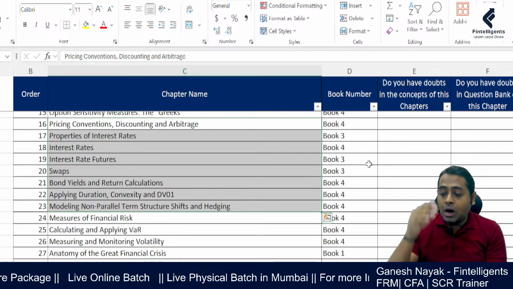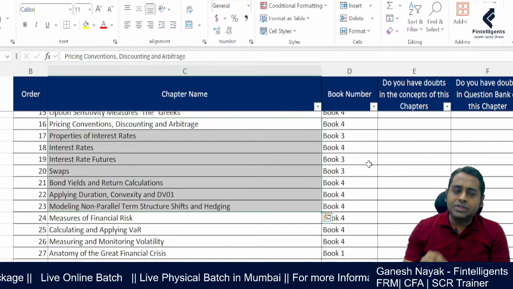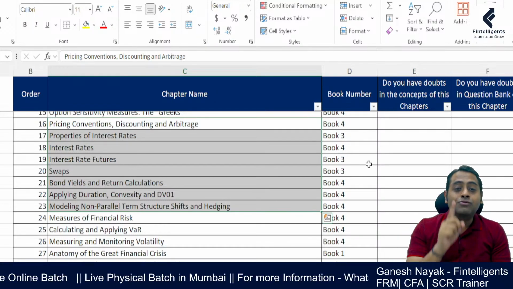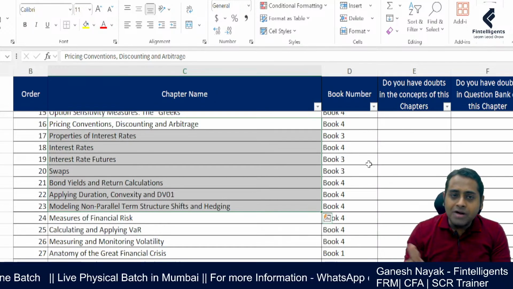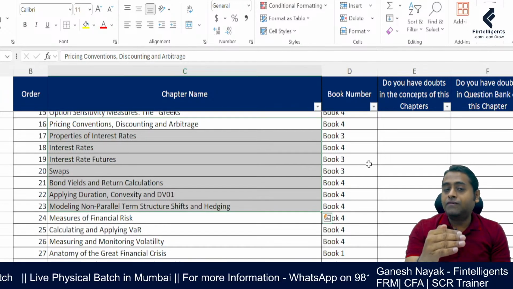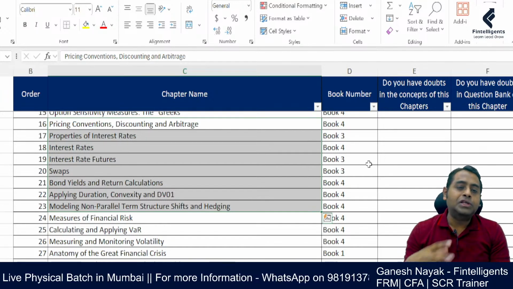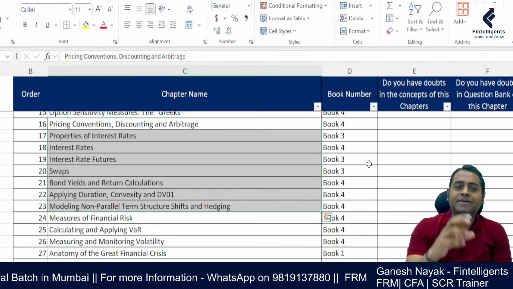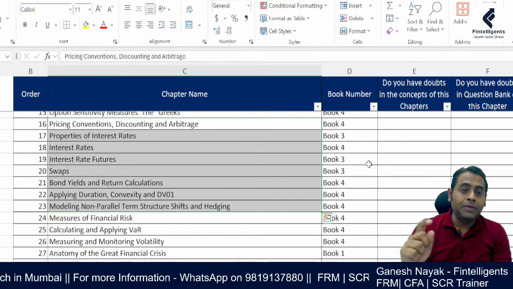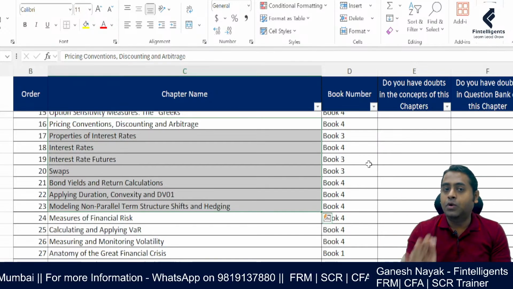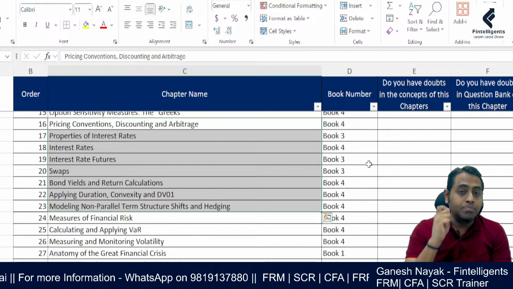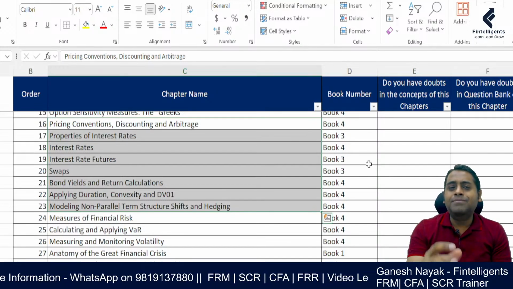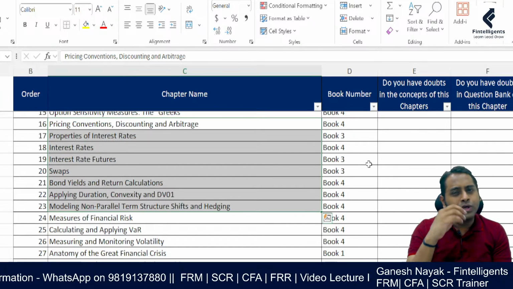Again, out of that, I'll give you some gist of which chapters are generally being tested. But these chapters have to be done together. The entire bond valuation series has to be done together. A lot of students find modeling non-parallel shift slightly tough. So don't worry, just go through that once. In the month of April, I'll be coming up with a video which talks about important concepts for each book, each chapter. In that, I'll highlight what is important for modeling non-parallel term structure. You can just focus on that.